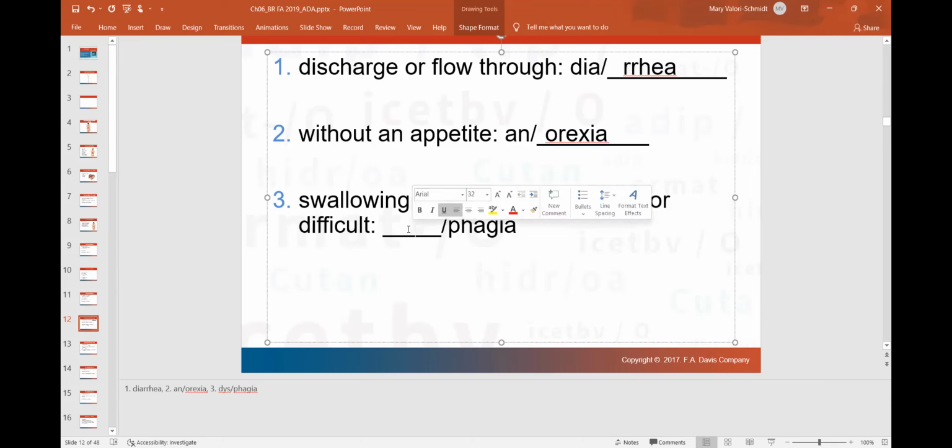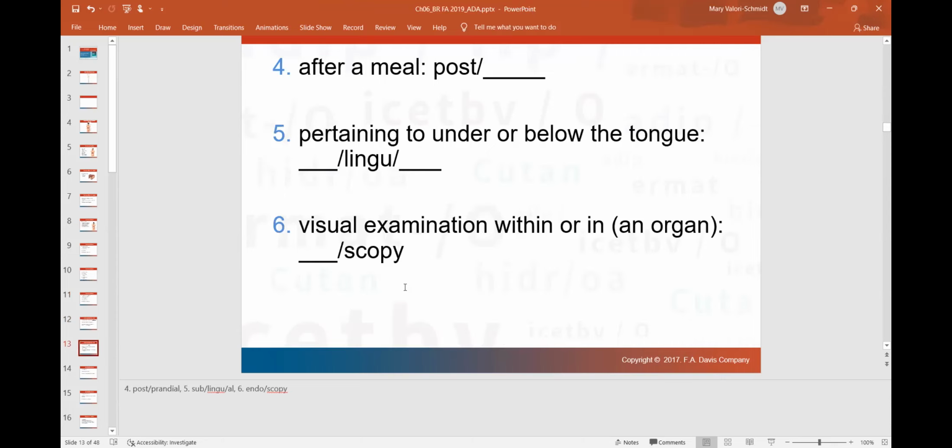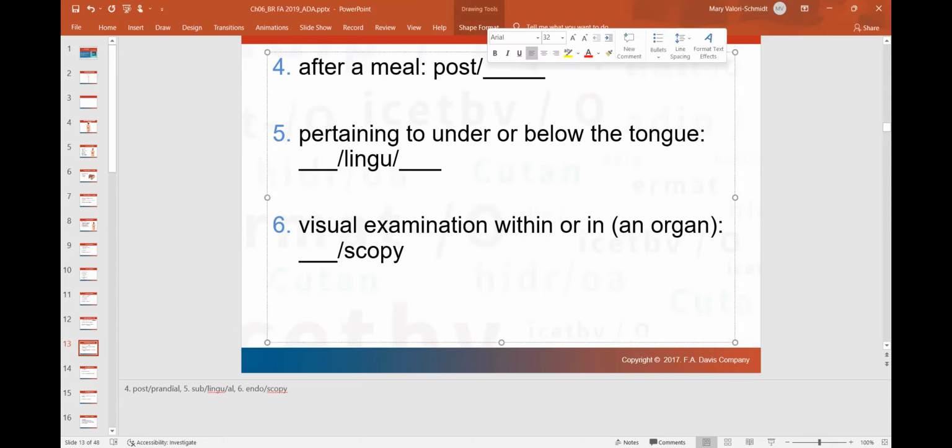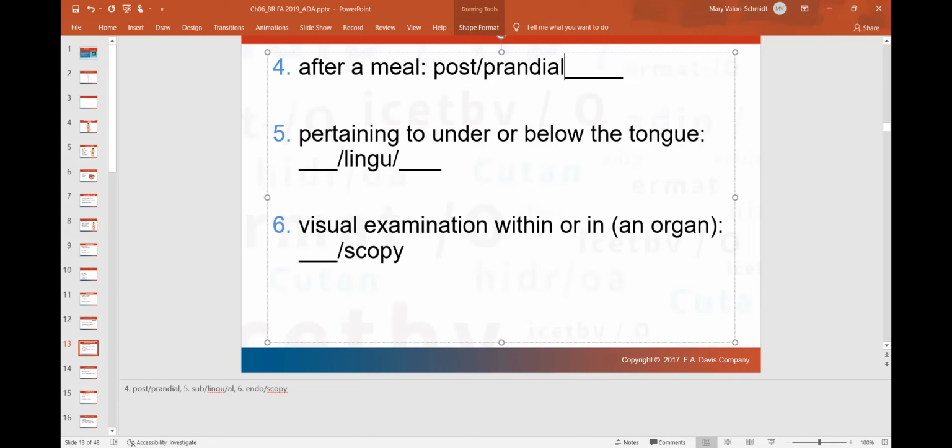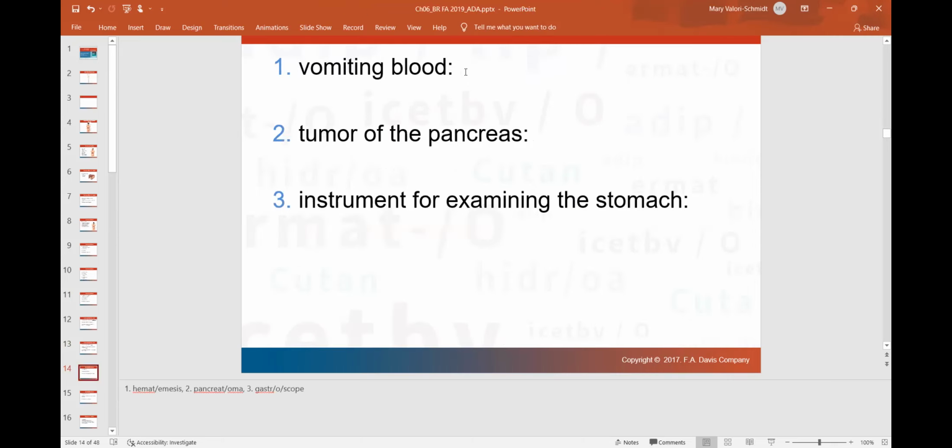And swallowing or eating that is painful, anything that's painful or doesn't work properly, dysphagia. After a meal, that is postprandial. The doctor may ask you for a postprandial blood sugar. Something that's pertaining to under or below the tongue, sublingual. And a visual examination in an organ is endoscopy, meaning within, right?